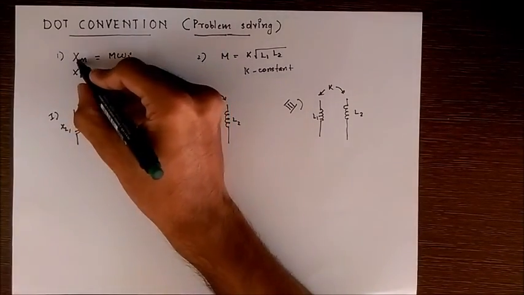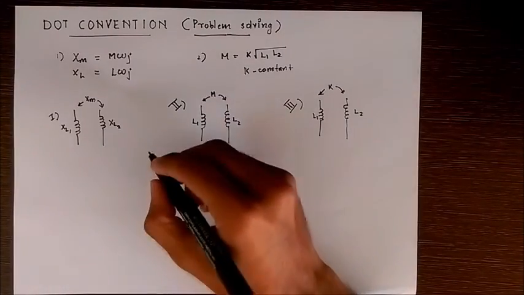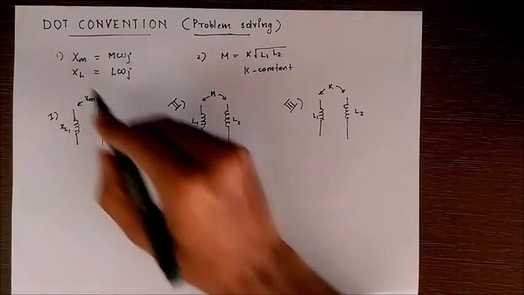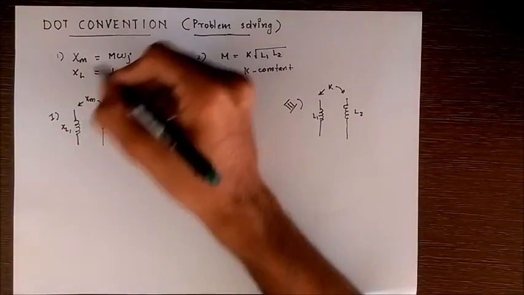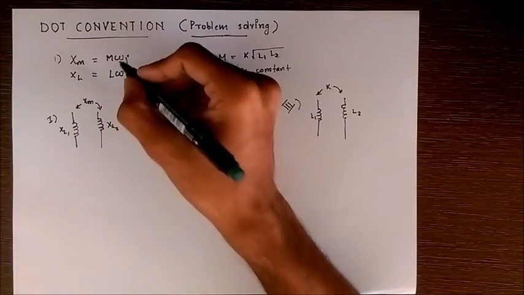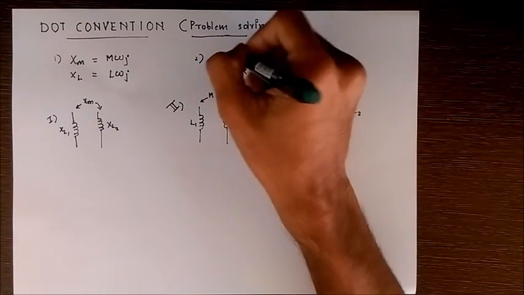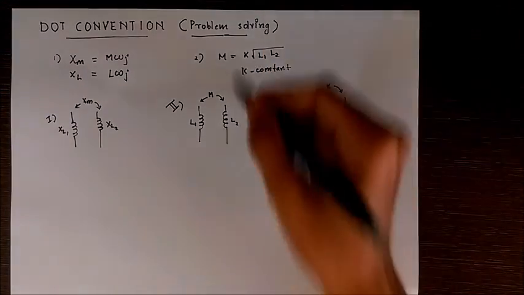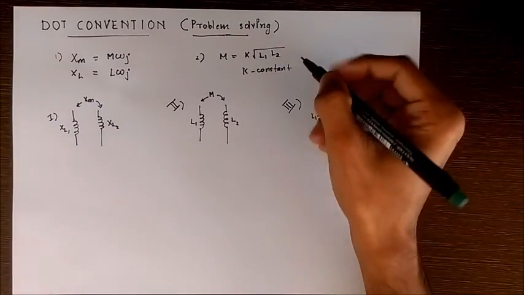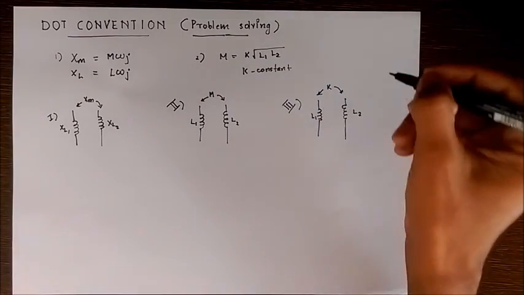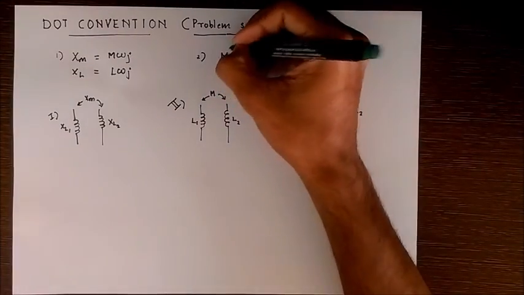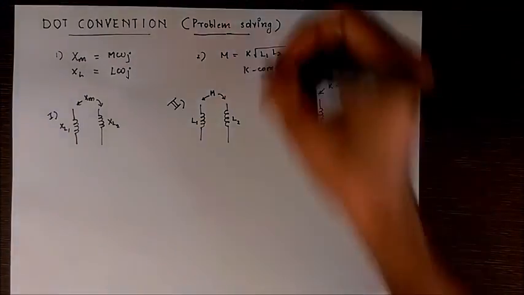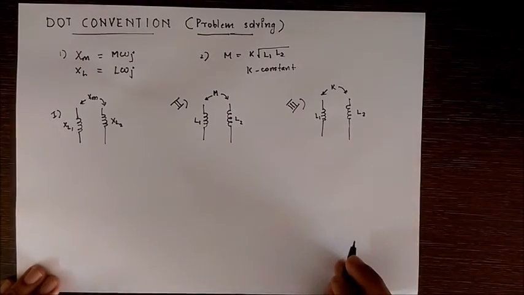Here Xm, or the reactance developed due to mutual inductance, is Xm equal to M omega. Similarly, the inductive reactance is L omega. And these coefficients are interrelated by the relation M equal to k root L1 L2, where k is a constant. M is our coefficient of mutual inductance, and L1 and L2 are our inductor values.